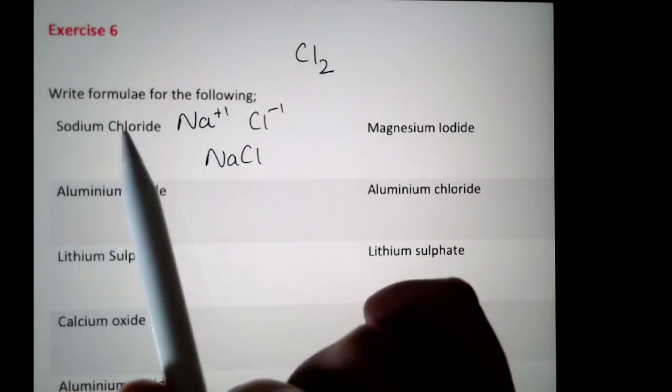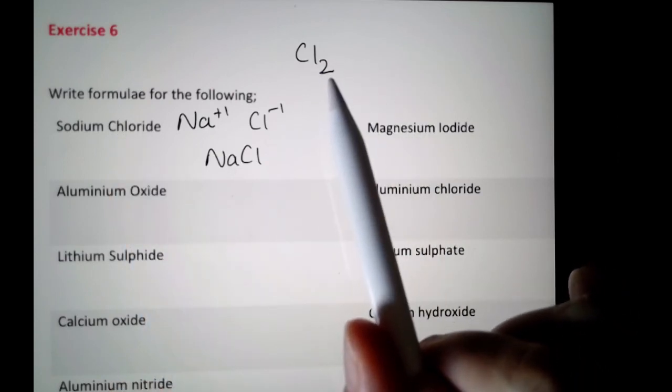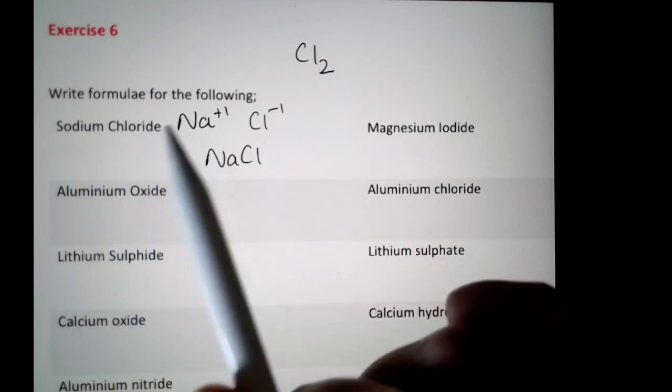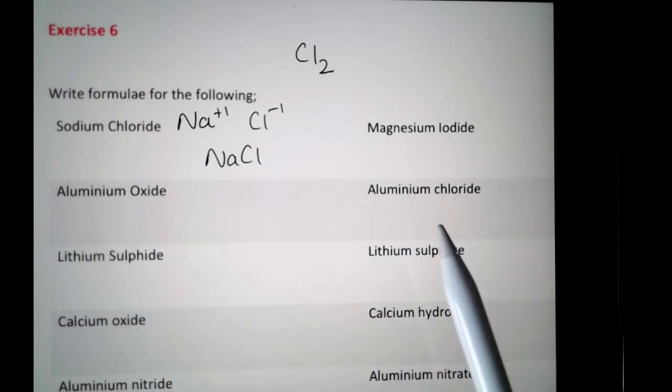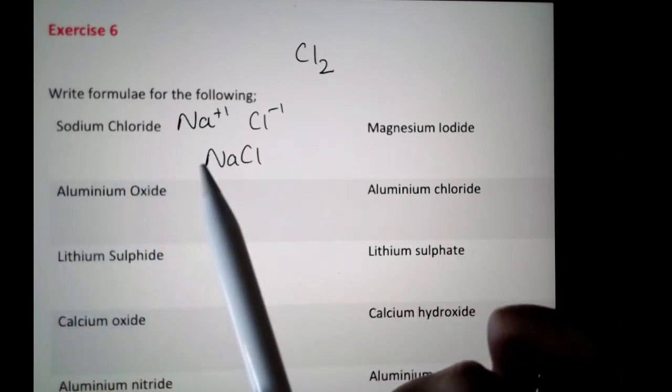It's no longer an element, it is now part of a compound, and we do not apply the diatomic rules when we have got compounds. All of these are examples of compounds, so we're never going to be looking at whether or not it's diatomic. That goes out the window when it's bonded to something else.